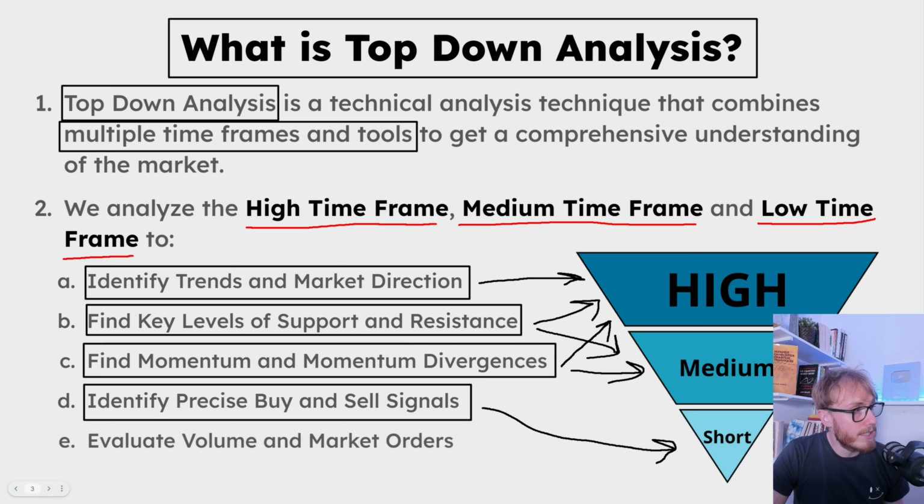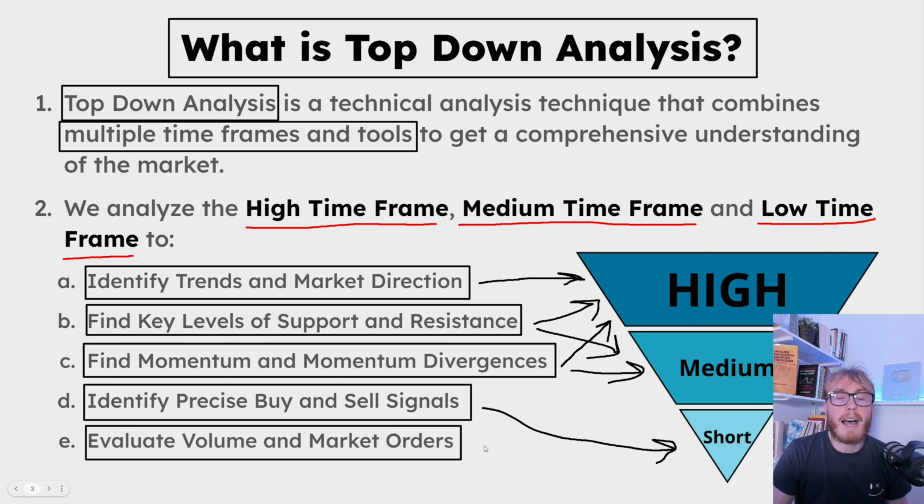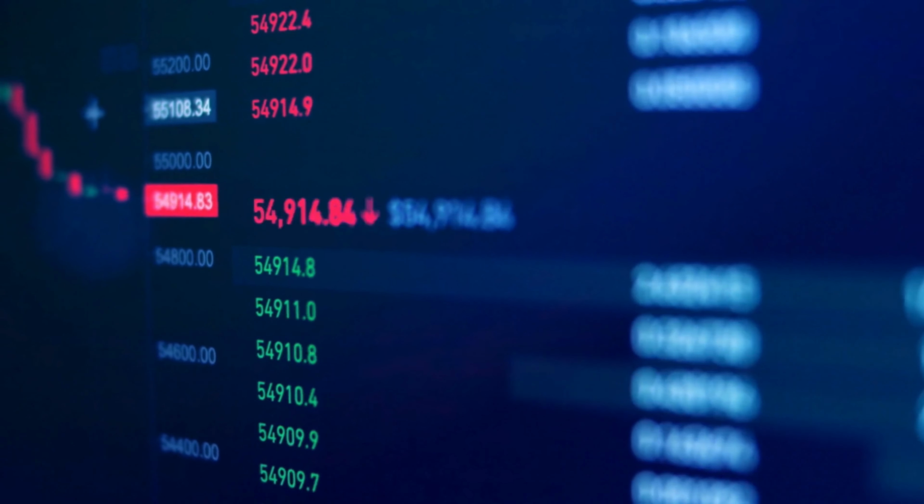And last but not least, we can also evaluate the volume and the market orders. When it comes to volume, we can use things like volume profile or a simple volume indicator. This is mostly done on the shorter, but can also be done on the medium term time frames. But we can also analyze the market orders. So we can do some order flow analysis where we look at the buy and sell orders.